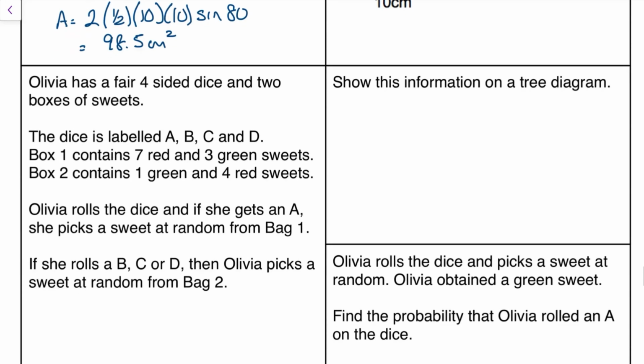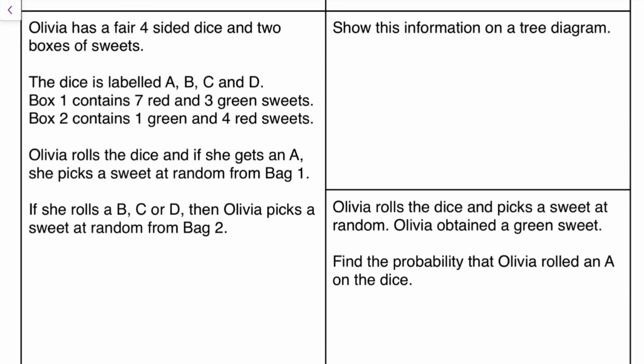All right, what do we have here? This looks like a lot of words. All right, it's worthwhile reading through this, even in the exam, just a minute reading through so you're not doing the wrong thing. So Olivia's got a 4-sided dice. I'm going to draw little pictures just to help me. So she's got a 4-sided dice. Can't draw this very well, but that will do. And 2 boxes of sweets. Okay, great. I have this horrible feeling I know what's going to happen here.